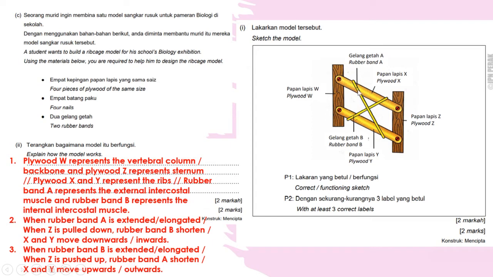Okay, why B is internal? Because rubber band A is on the rubber band B. We can see clearly here, internal is in the inner side of the ribs. If external, the muscle is located on the outer side of the ribs. Okay, so that refers to question 1C, 1 and 2. There are 4 marks here.